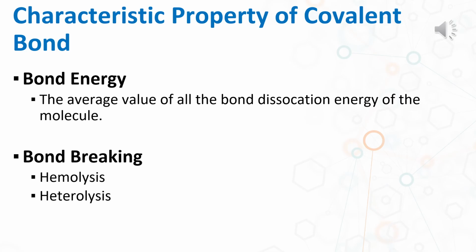And double bonds require more energy than single bonds. Copy? For the bond breaking, we have two types. We have the homolysis and the heterolysis. In homolysis, the shared electrons are divided equally between two atoms, and as a result of that, free radicals are formed. And for the heterolysis, both electrons from the covalent bond move to one atom, and as a result of that, there's the formation of a cation and an anion. Okay?